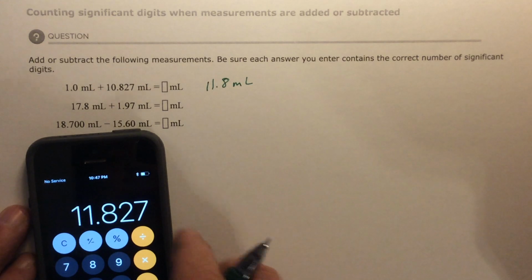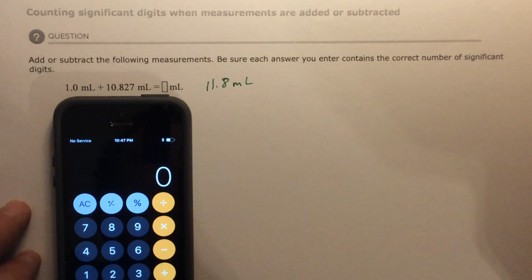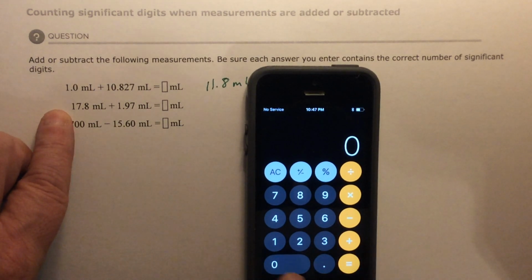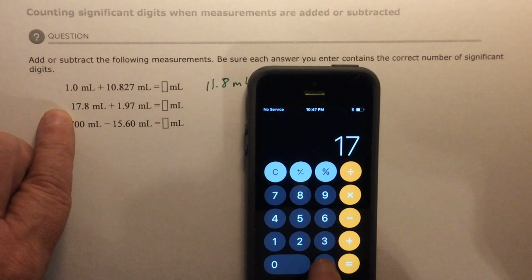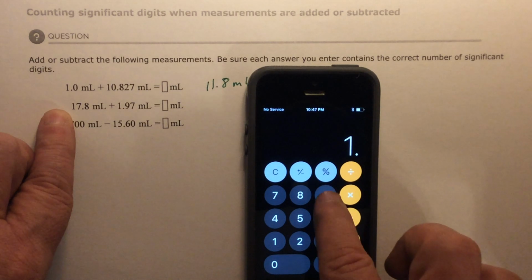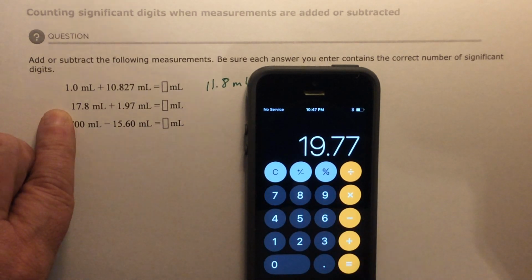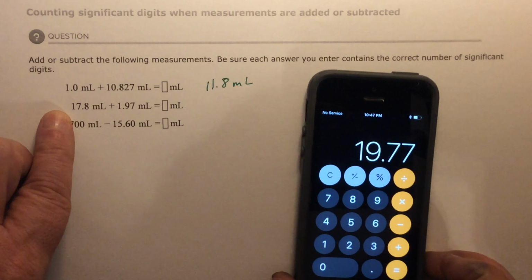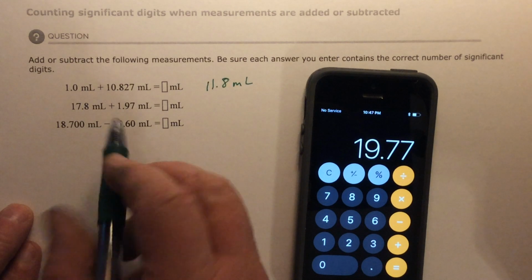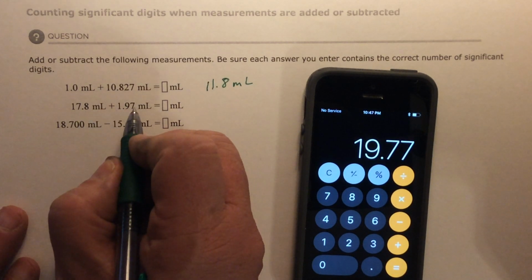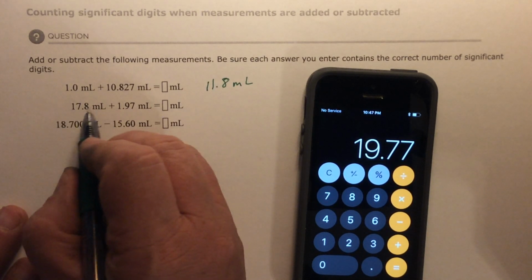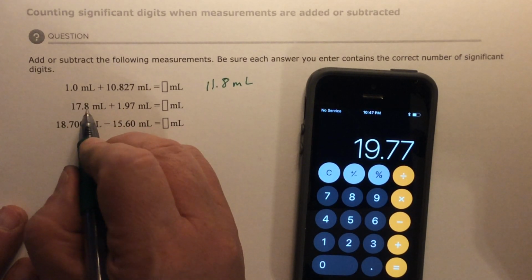Okay, so let's do the other one. I always use a calculator, but then I never trust it. It's never going to be the same. I always have to round it. So I'm going to start off with 17.8 plus 1.97. Okay, so my calculator says 19.77, so let's look. This is accurate to the hundredths place. But what about here? This is to the tenths, this is to the hundredths. The tenths has the least precision, it's the least precise. So I'm going to round to the tenths place.